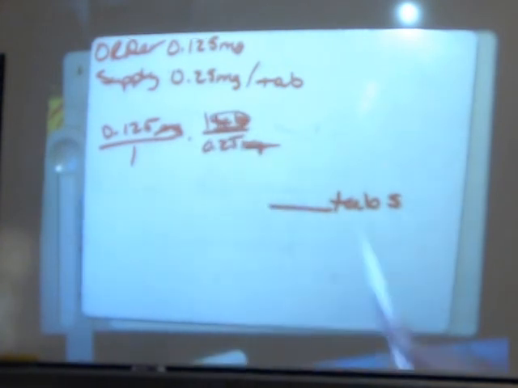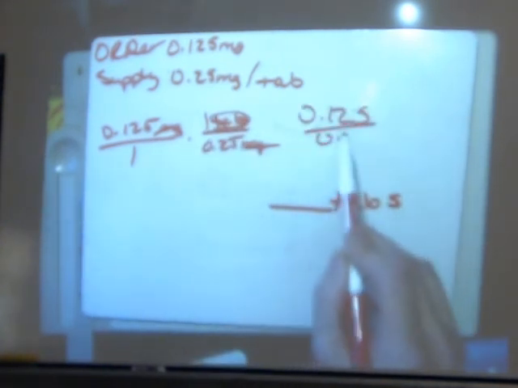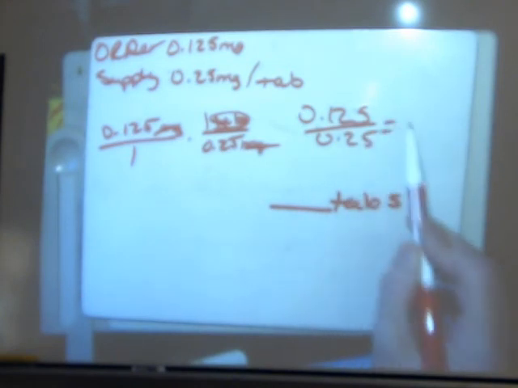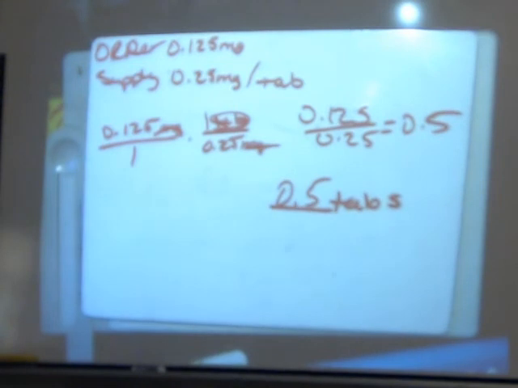That's what we need. So 0.125 divided by 0.25 equals 0.5. So we're going to give a half a tab, 0.5 tabs. Okay? Now we're going to work number 5. And then you guys are going to work the rest of them. The other 3 case studies. This will help you practice for your test.